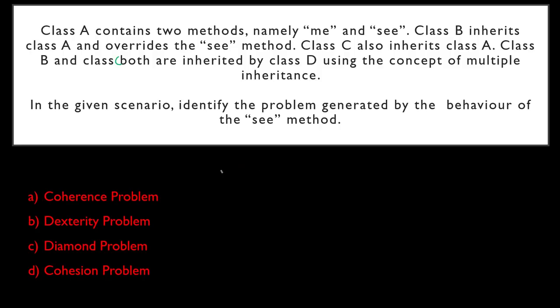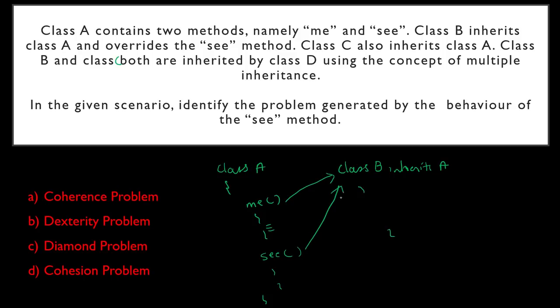They're saying that there is one class, class A, which has two functions. One function is called me and another function is called C. Now there is another class B which inherits from class A. That means this class B will get the me function and C function as well. Now there is something called function overriding. I hope you know what that is, I'm not going to explain that. It overrides the C function and defines its own method for class B.